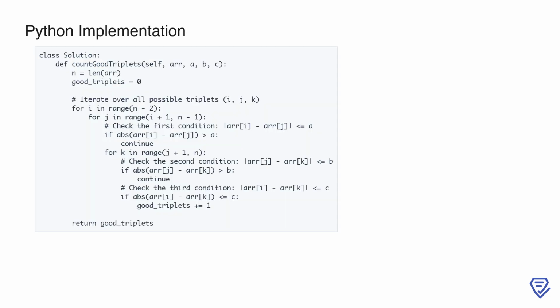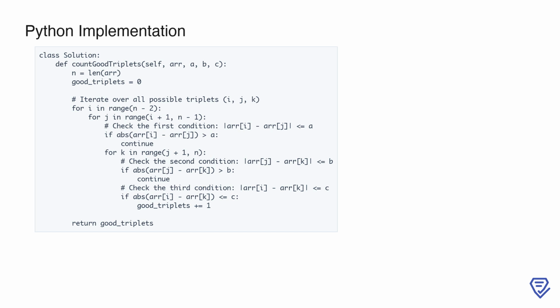This Python implementation solves LeetCode problem number 1534, count good triplets. The solution employs a brute force approach by iterating through all possible triplets in the input array. The count good triplets method takes 4 arguments: the array ARR and 3 integers, a, b, and c. The goal is to count triplets I, J, K that satisfy the given conditions. First, we determine the length of the array n and initialize a counter good_triplets to 0. This counter keeps track of the number of valid triplets.